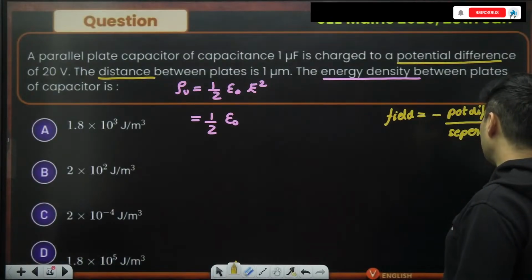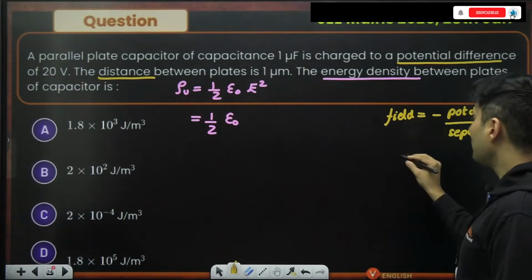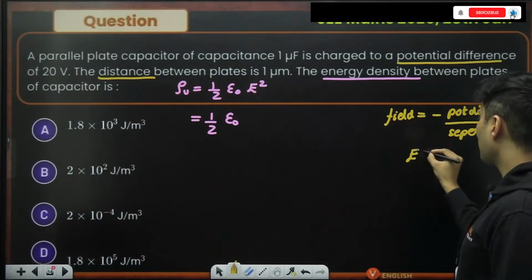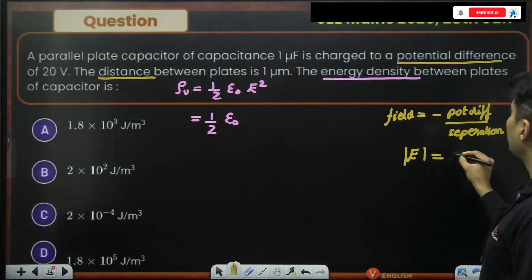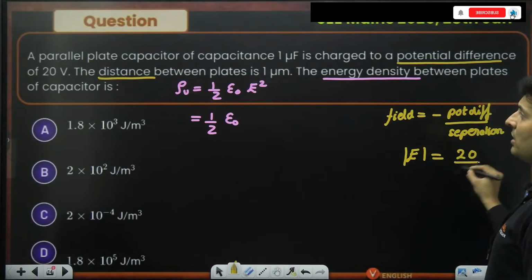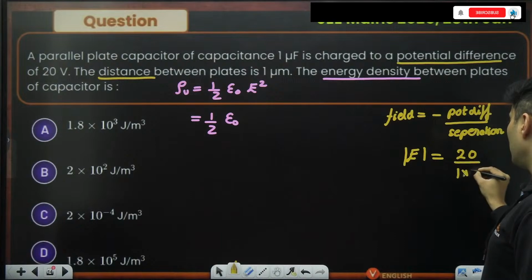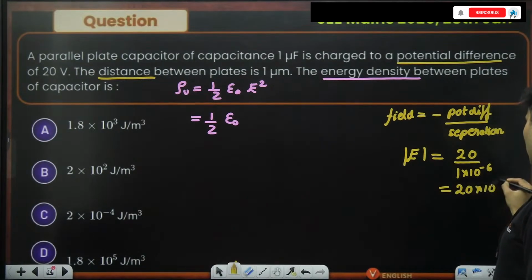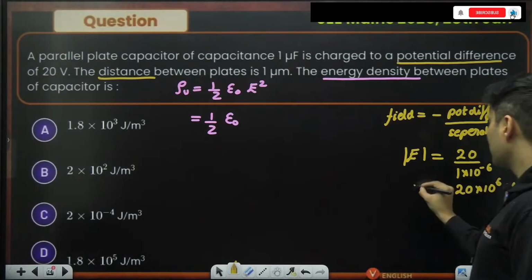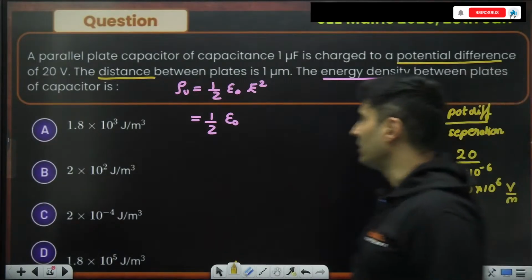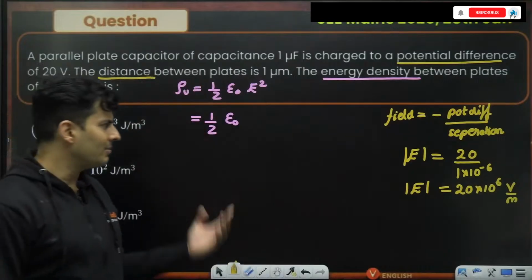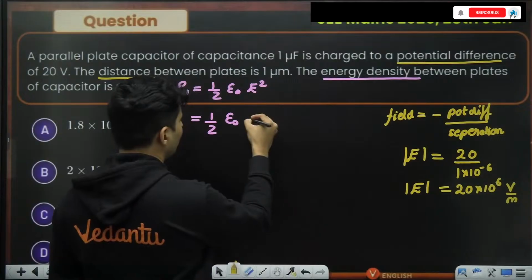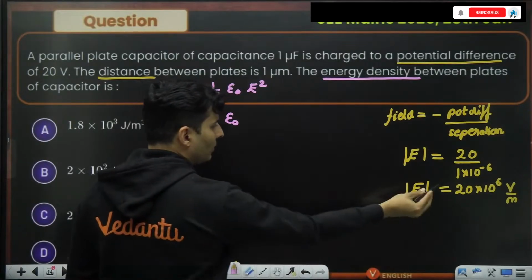That was the formula: E is negative dV by dr. But here I am interested only in the magnitude part. So the field magnitude will be: potential difference is 20, separation is 1 micrometer, that means 1 into 10 to the power negative 6. So it will be 2 into 10 to the power plus 6 volts per meter. That is the magnitude of the electric field. And I'm only interested in the magnitude. Anyways, I'm squaring it, so the negative sign will not bother me so much. So this should be as simple as, whatever that value is.